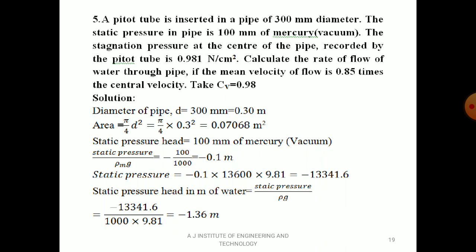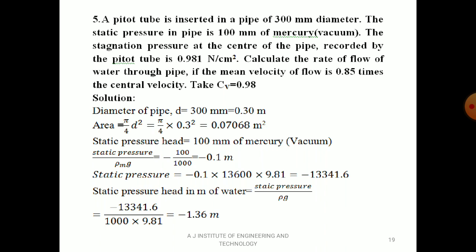Now static pressure equals minus 0.1 into 13,600 into 9.81, just cross multiplying rho m g to the other side. Rho m is the density of mercury, 13,600. So minus 0.1 into 13,600 into 9.81 is equal to minus 13,341.6 Newton per meter square.